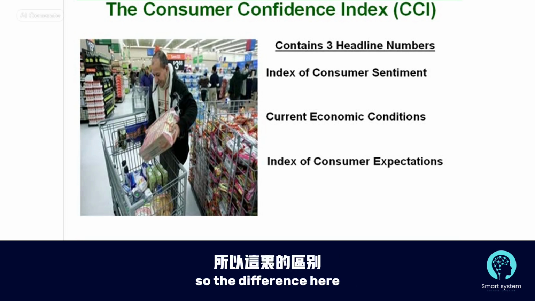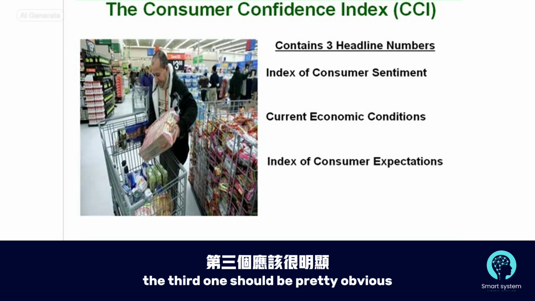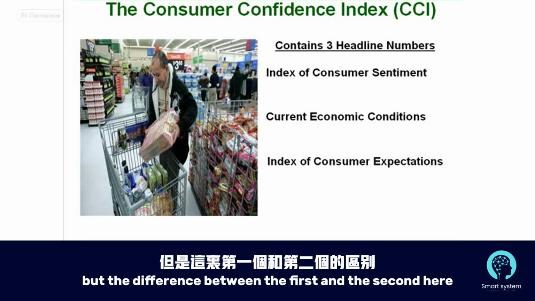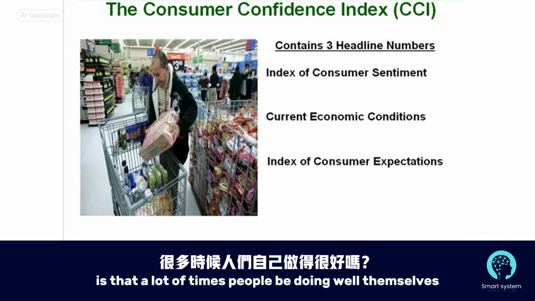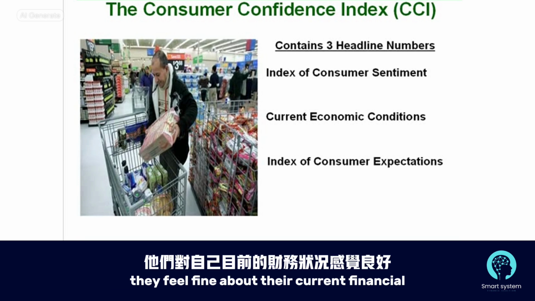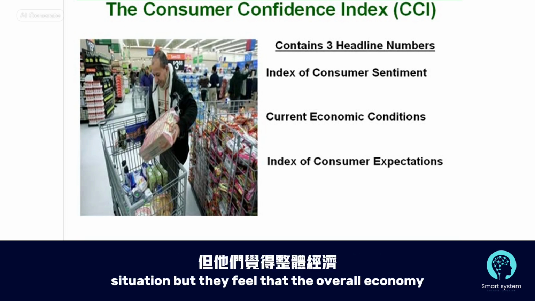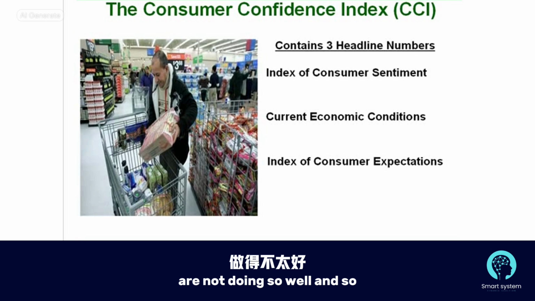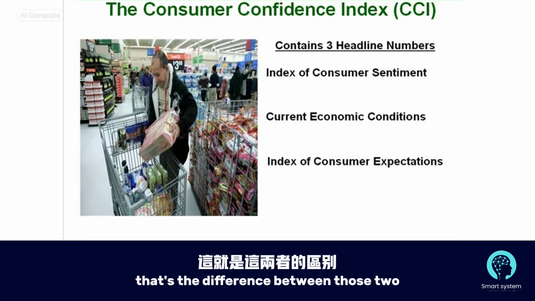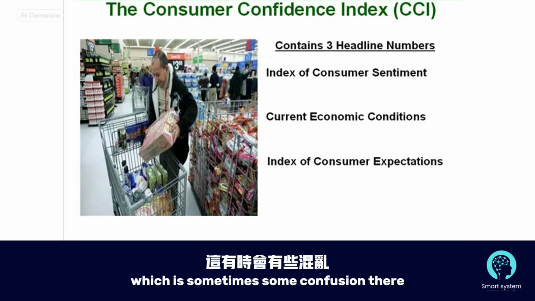So the difference here, the third one should be pretty obvious, but the difference between the first and the second here is that a lot of times people may be doing well themselves. They feel fine about their current financial situation, but they feel that the overall economy is not doing so well, and so that's the difference between those two, which is sometimes some confusion there.